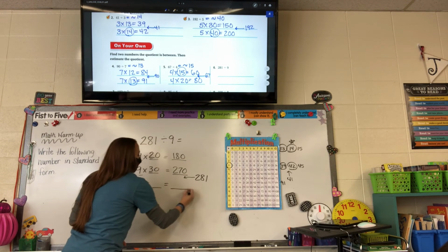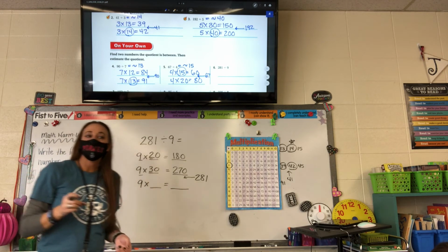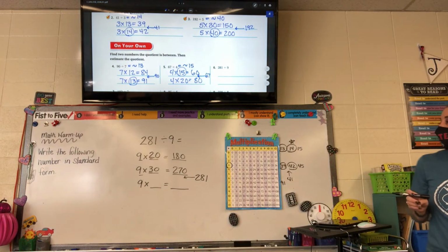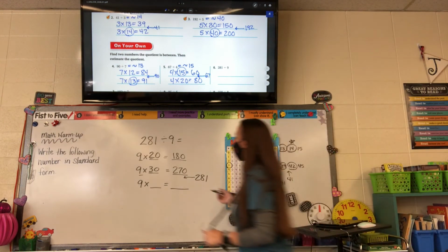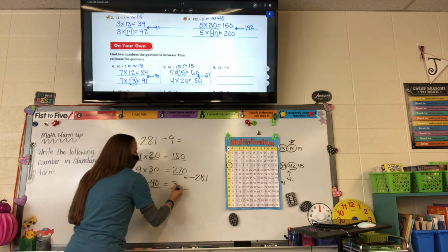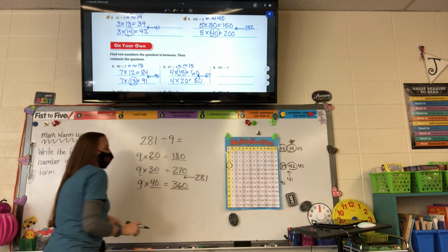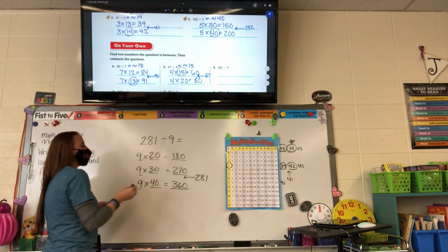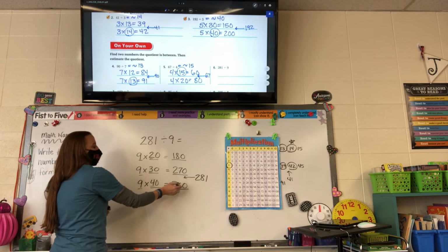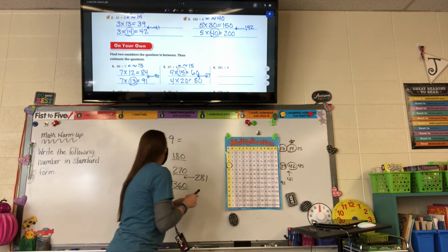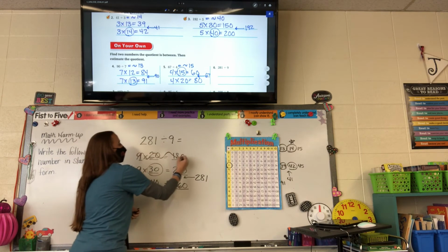So I heard 35. Can you do 9 times 35 in your head? Wait, it has to be 9 times 40. Let's try it out. 9 times 40 is 360. 9 times 4 is 36 with a 0 behind it. Is that bigger than 281? Yes. Which is closer to 281, 270 or 360? 270. There we go.